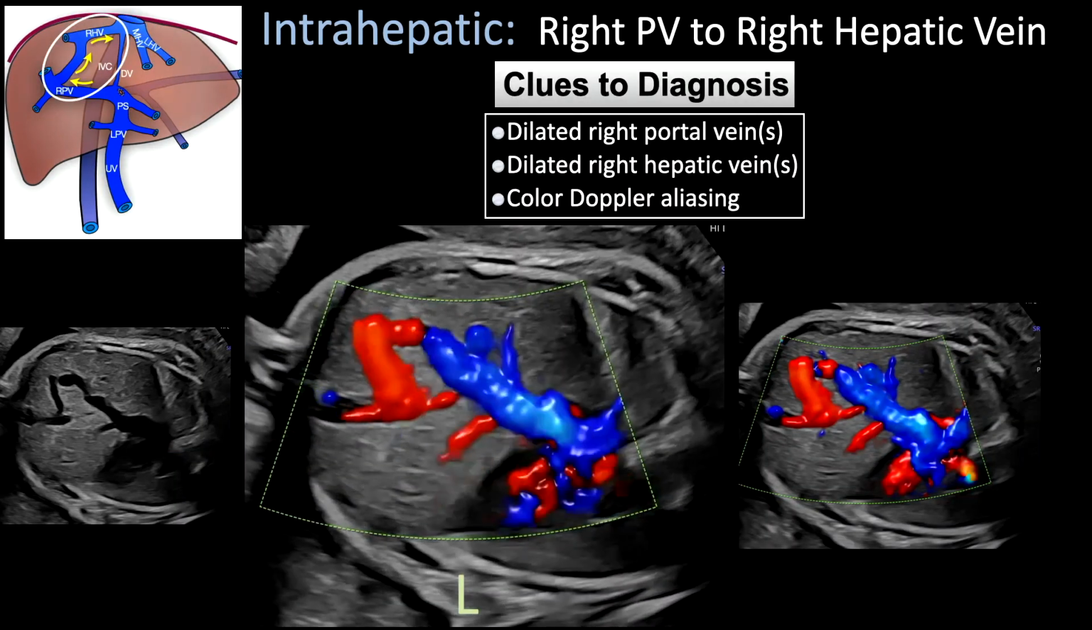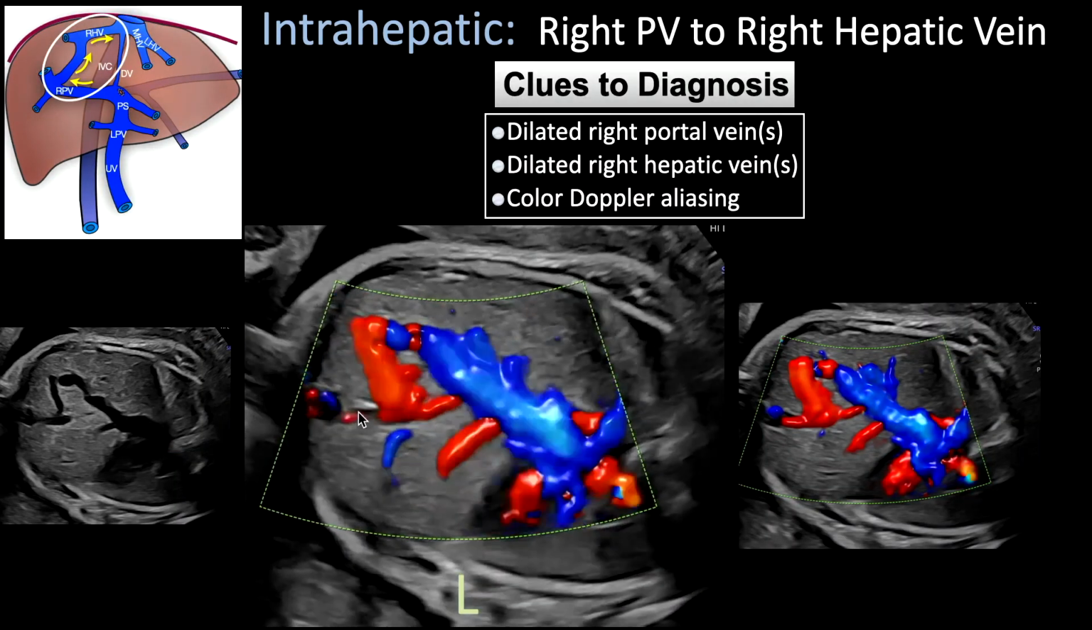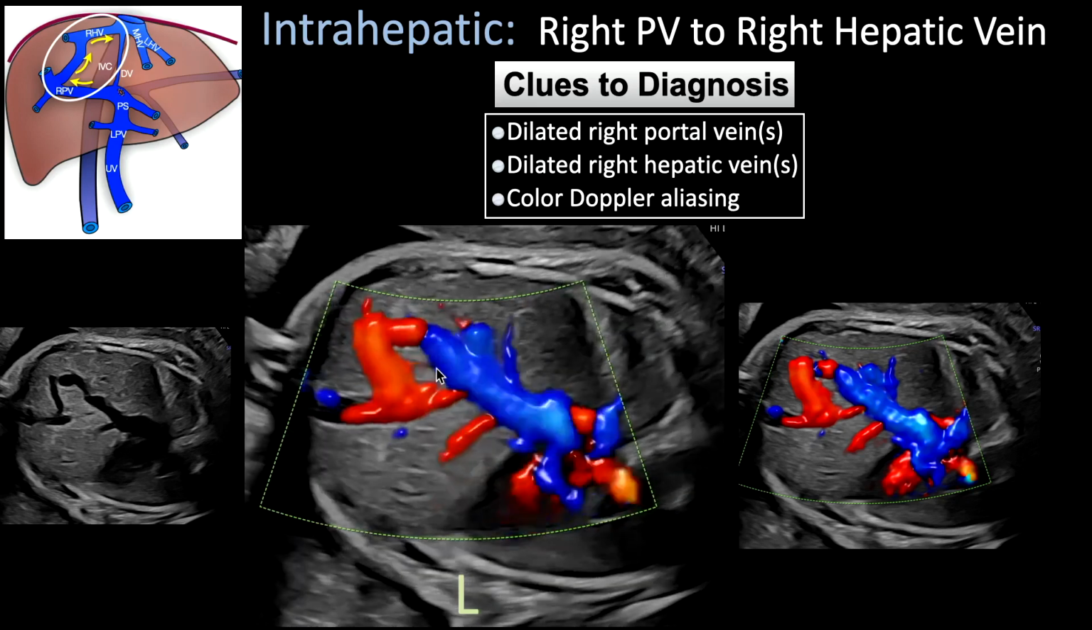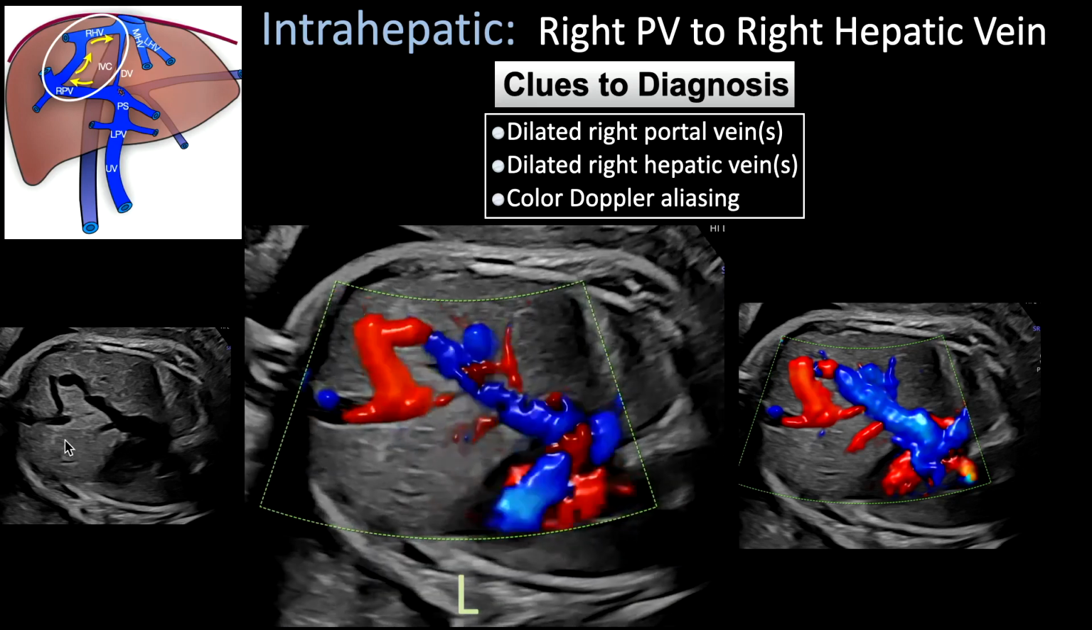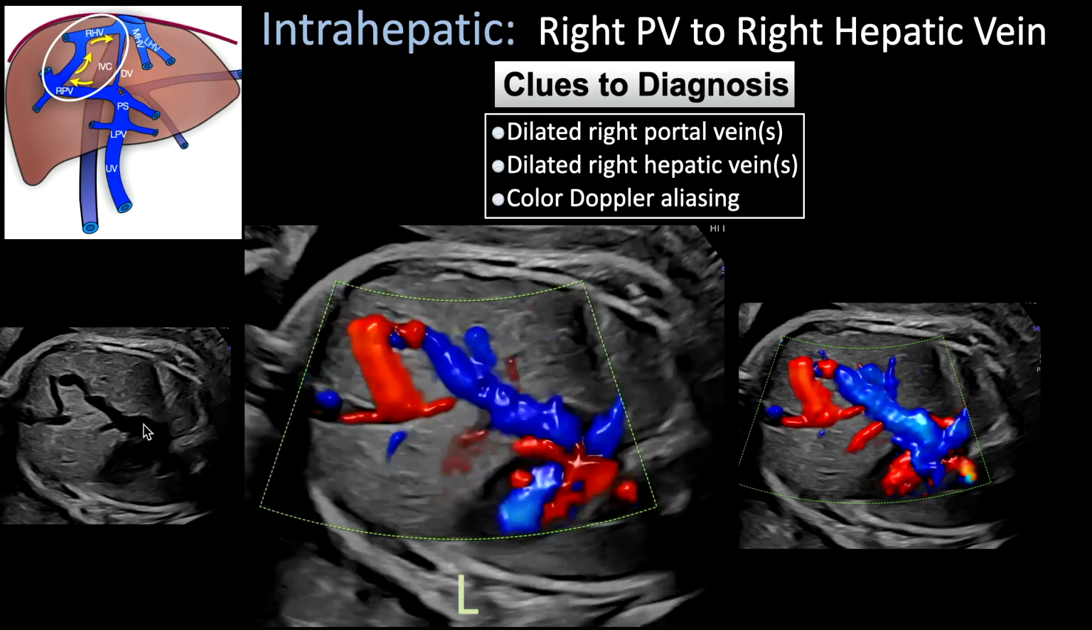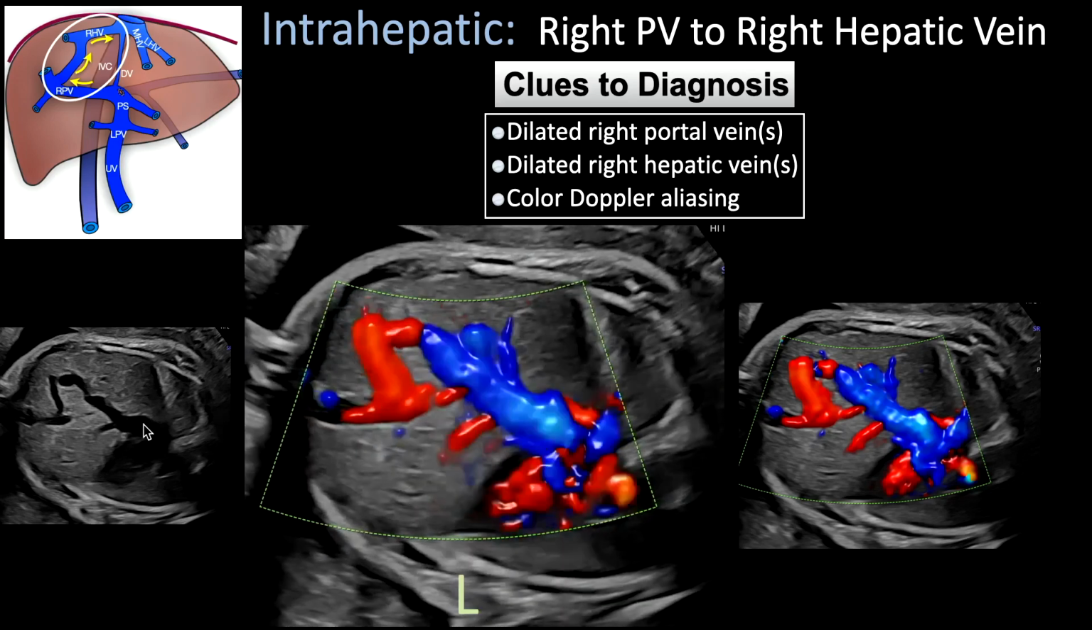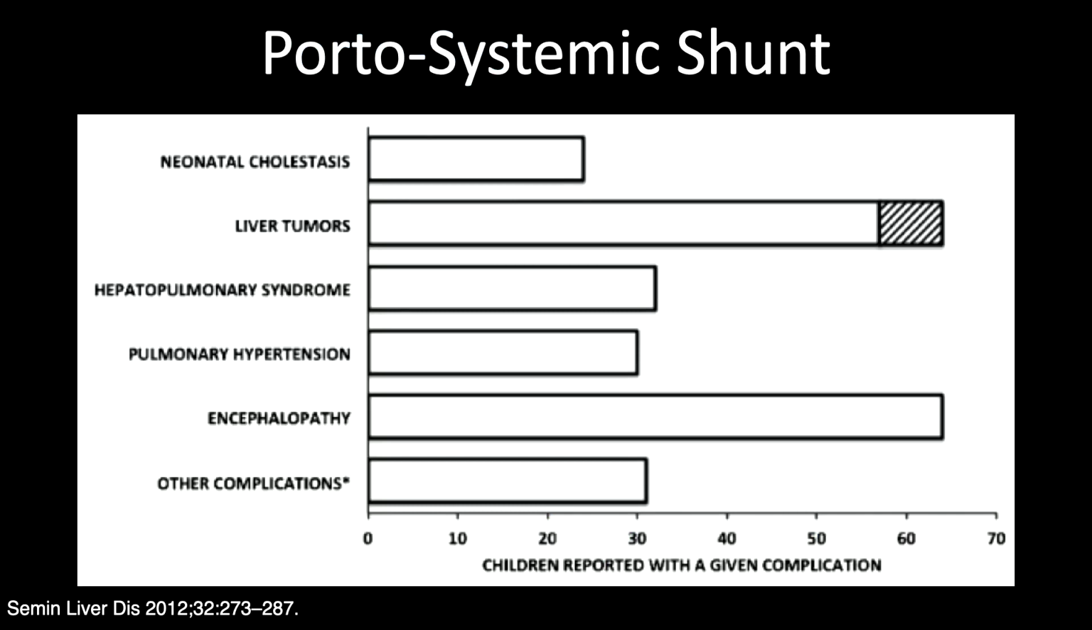Here's a right communication between the right portal system and the right hepatic vein, as you see right here, and you see it here on the still image. And look what you see on grayscale: dilated vessels. Why are these important? Because remember, postnatally, this blood is not cleared anymore by the liver. So these newborns are at increased risk for hepatic tumors because this blood has a lot of markers in it.